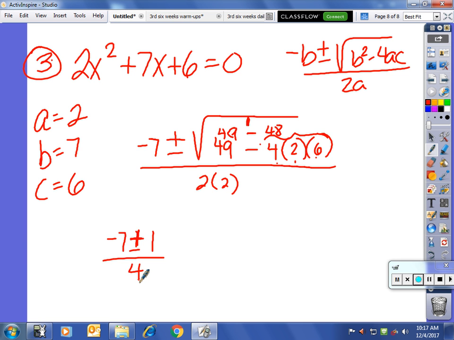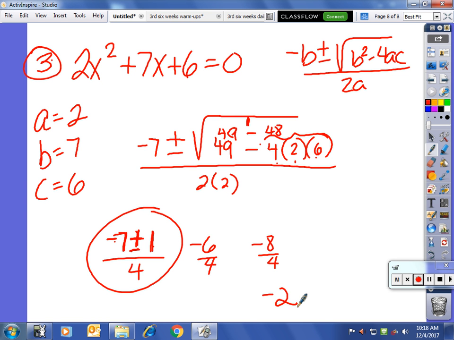So the more you do it, the easier this should become. It's not as bad as it looked at first. Then I do this. I don't write it out as 2 separate problems. I kind of do it in my head. What's negative 7 plus 1? So one of them is negative 6 over 4, which I'm going to reduce in a minute. What's negative 7 minus 1? Negative 8 over 4. So for one of them, I get a nice whole number, negative 2.